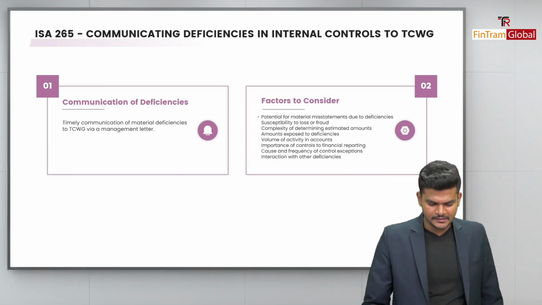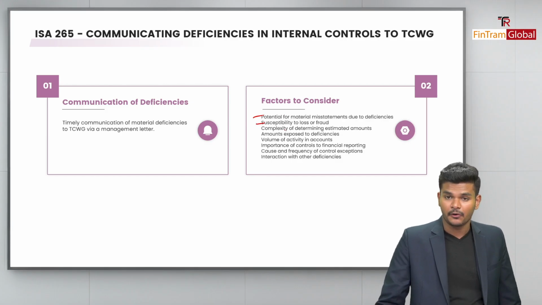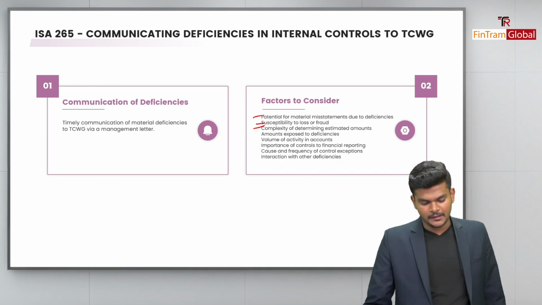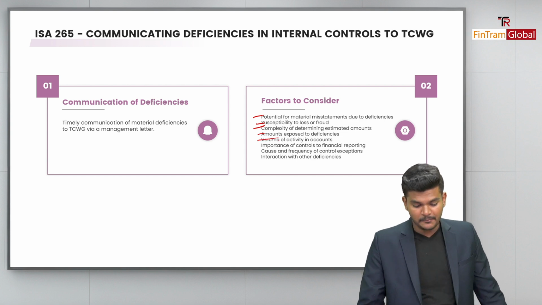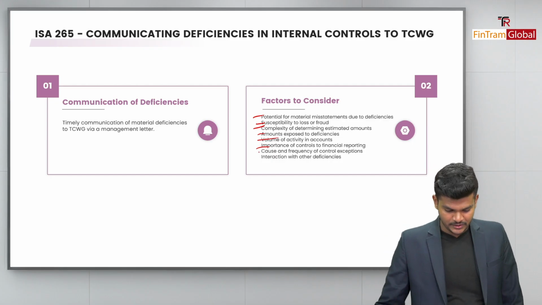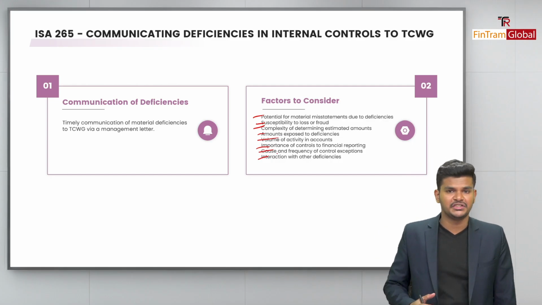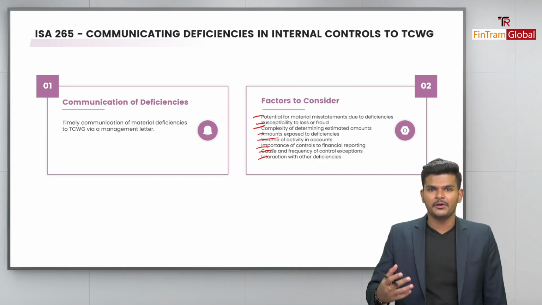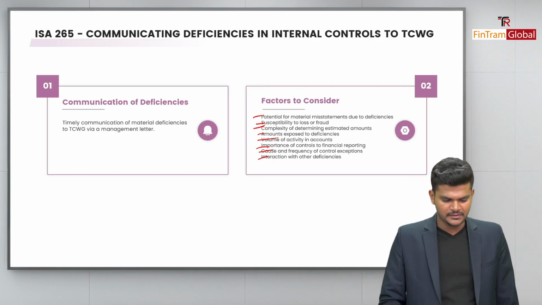But yeah, there are other factors as well. Potential for material misstatement. That's the go-to method. Susceptibility to loss or fraud, and then complexity of determining the estimated amounts exposed to deficiencies, volume of activity in the accounts, importance of controls to financial reporting, cause and frequency of control exceptions, and interaction with other deficiencies as well. So after looking into each and every one of these factors, if there's a high amount of risk, then it most probably would be a significant deficiency itself. So that's basically the idea.